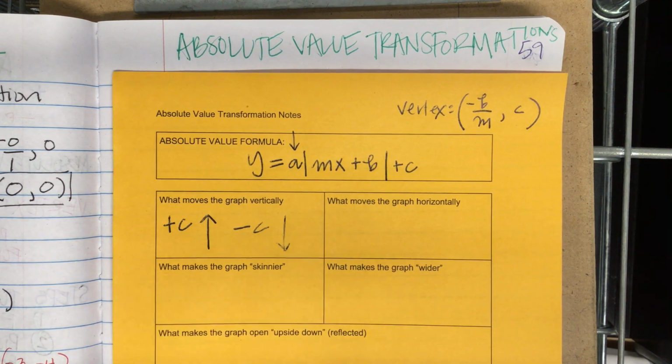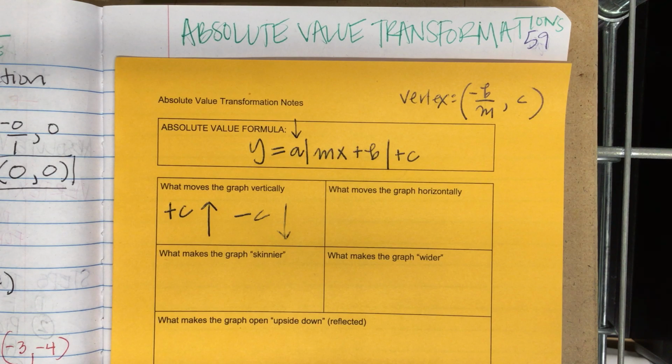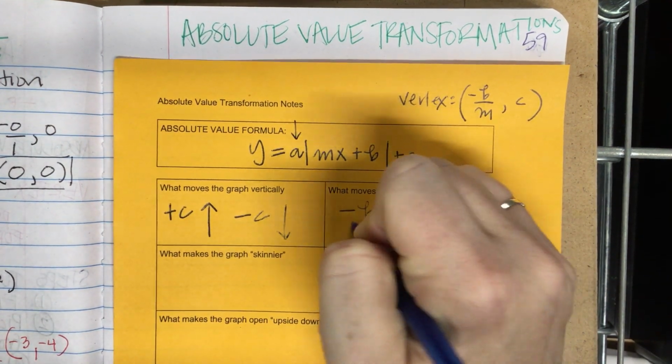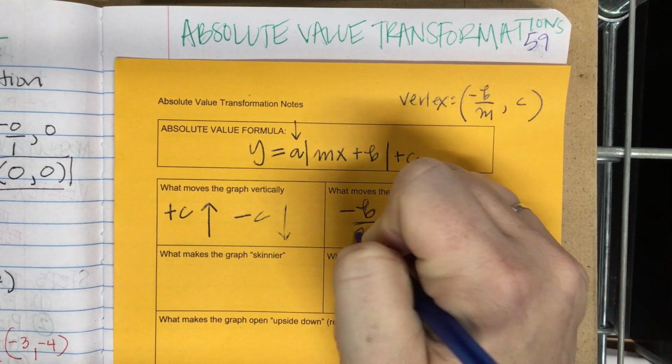What moves your graph horizontally? What moves your graph left to right? What's going to change your horizontal movement of your graph? Donovan? Negative b over m. Negative b over m moves it horizontally.